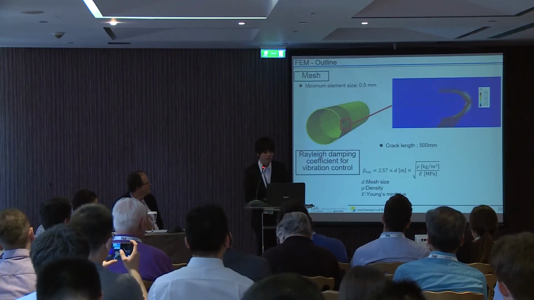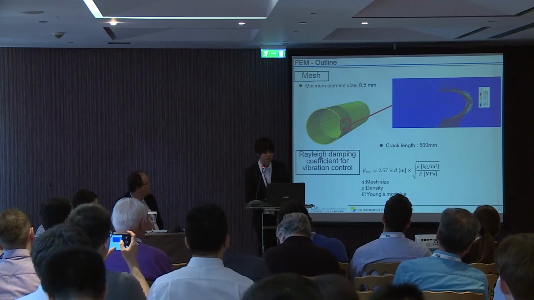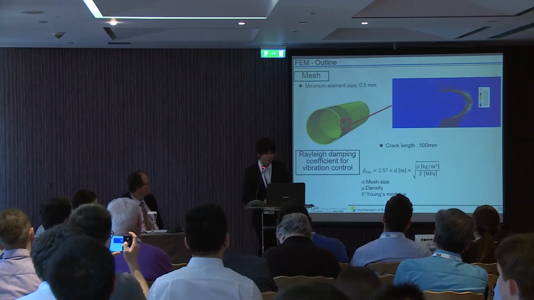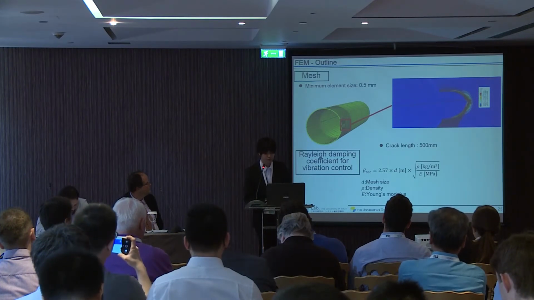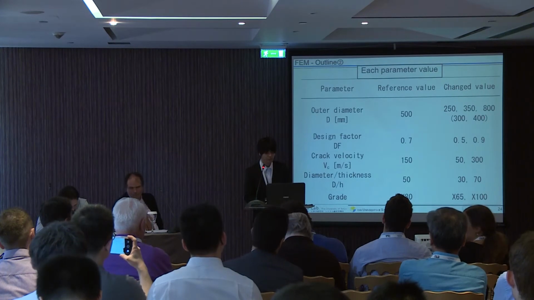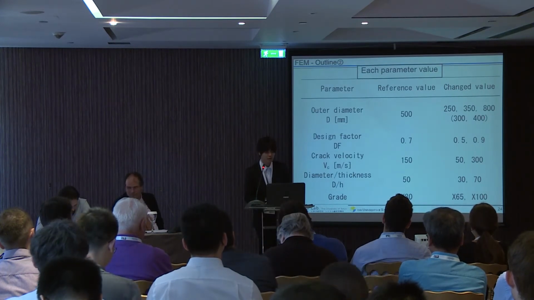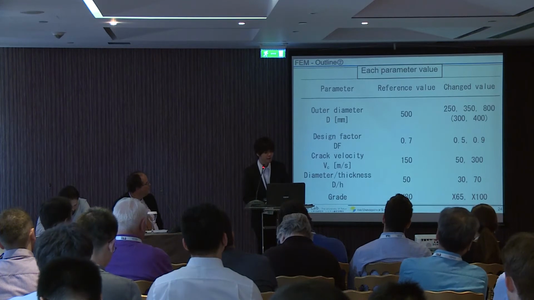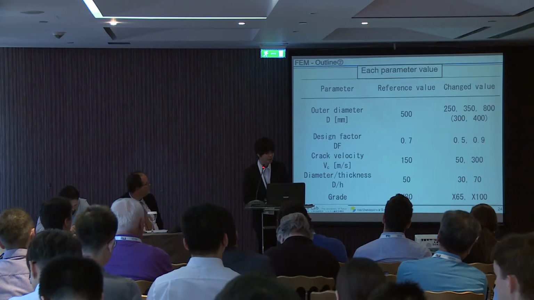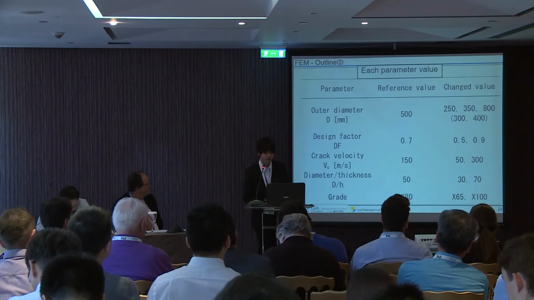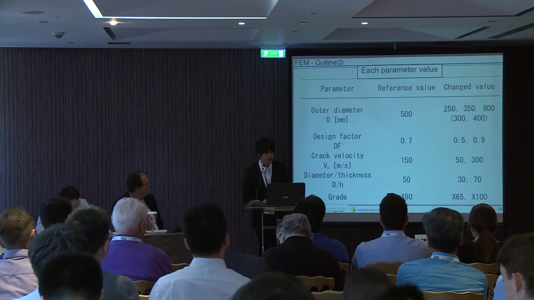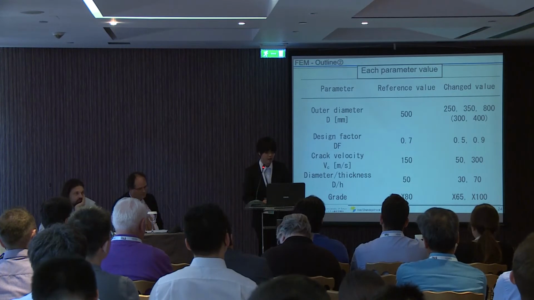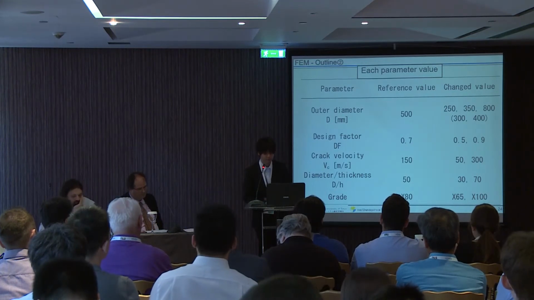Our mesh minimum element size is 0.5 mm. The Rayleigh damping coefficient was also determined from this equation to control the vibration. In addition, each parameter value is shown in this table: outer diameter, design factor, crack velocity, diameter by thickness, and pipe grade. Design factor is a value relating to burst pressure. By changing each value, it was confirmed whether each parameter has dependency in the relation between strain and CTOA.